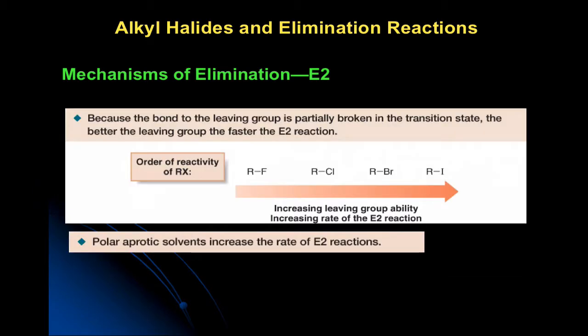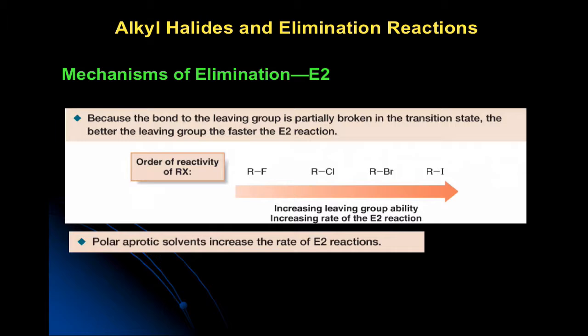Okay. We know that in an E2 elimination reaction, as we go down a family, the rate of reaction is going to increase, right? Leaving groups get better. That's also the same in an E1 elimination mechanism. We know that the better the leaving group, the faster the reaction, right?